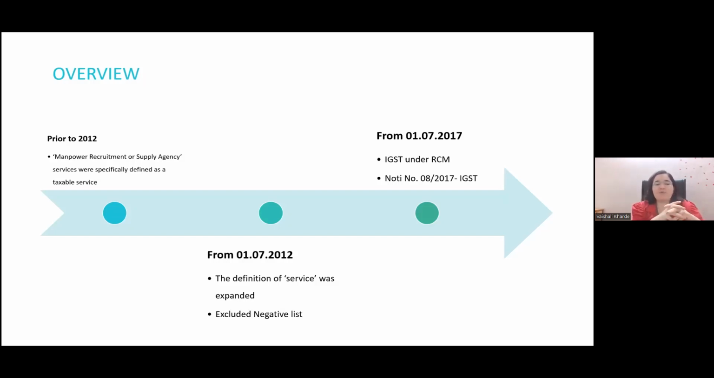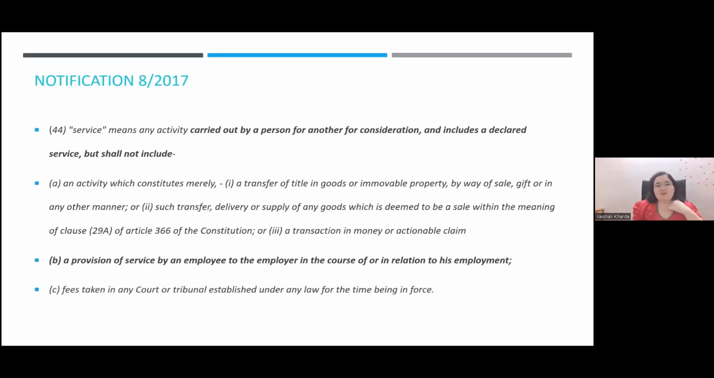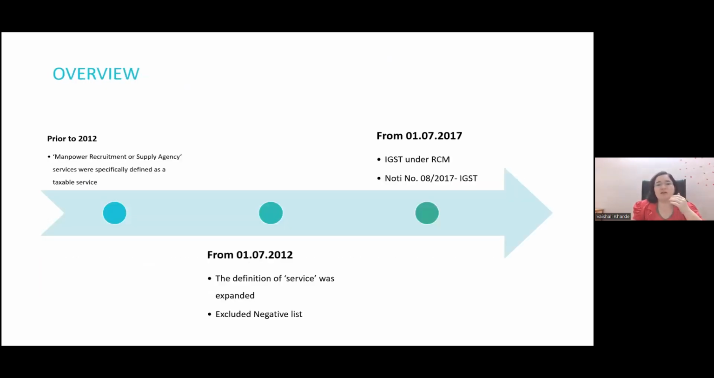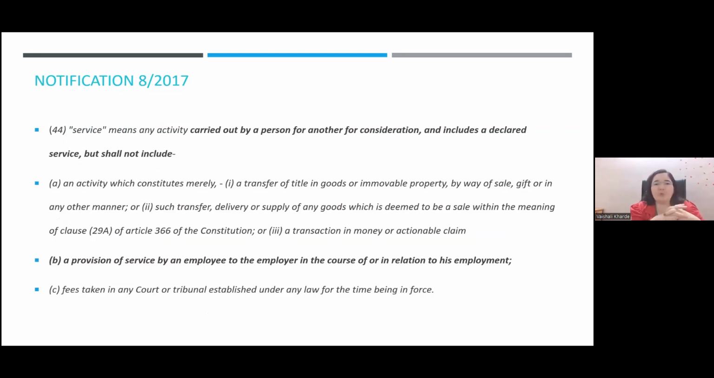That means they defined services and some exclusions. So all services other than the exclusions or the negative list are liable to service tax. And from 1/7/2017, GST law was introduced, and such a transaction is covered under RCM as an import of services.